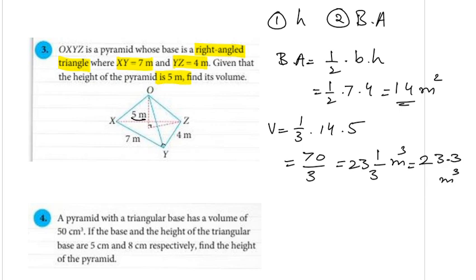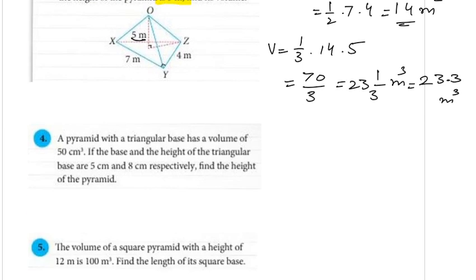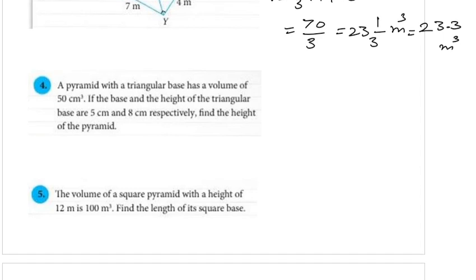Similarly, we have question number 4. There is a very minor difference again between question number 4 and question number 3 or 2. A pyramid with a triangular base has a volume 50 centimeters cube. Here, the only difference is that from the statement, you have to draw a diagram first. To have a clearer image of the problem, you have to draw the diagram.